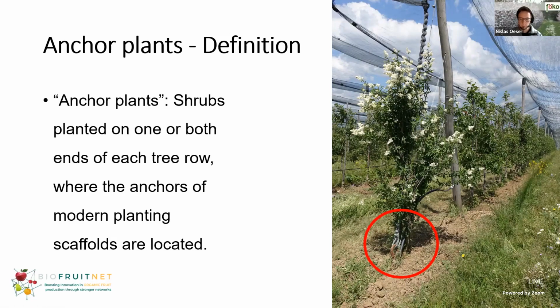And well, I chose this example to show you because some of the other solutions which Stine was talking about are quite complicated to implement because, for example, for the flower strips, we are very, very dependent on the local regional weather and soil conditions. These anchor plants might show one more easier implementation of a measure.